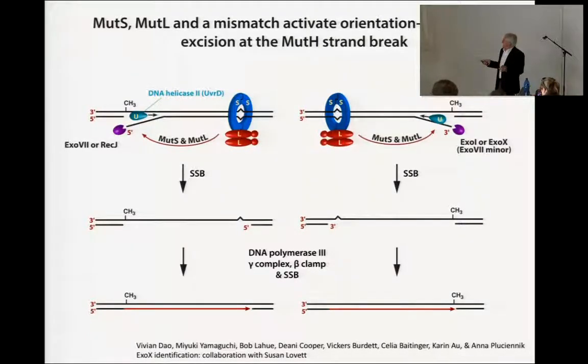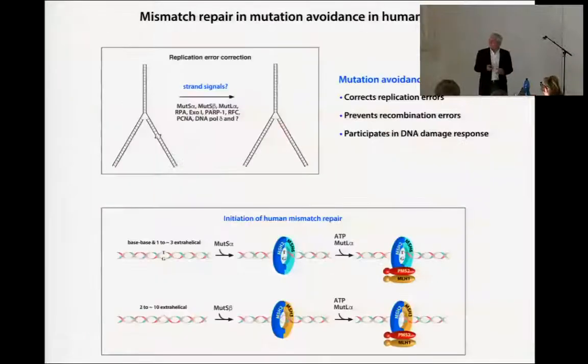And one last thing I should say is that Vickers Burdett has also confirmed the involvement of those exonucleases in mismatch repair that occurs in the E. coli cell. So we're fairly confident that this mechanism is correct. So as our work on this pathway proceeded, we were curious whether a similar strand-directed pathway might exist in higher cells, human cells. The problem was we had no idea what the strand signals might be. And I'll come back to that point in a moment.